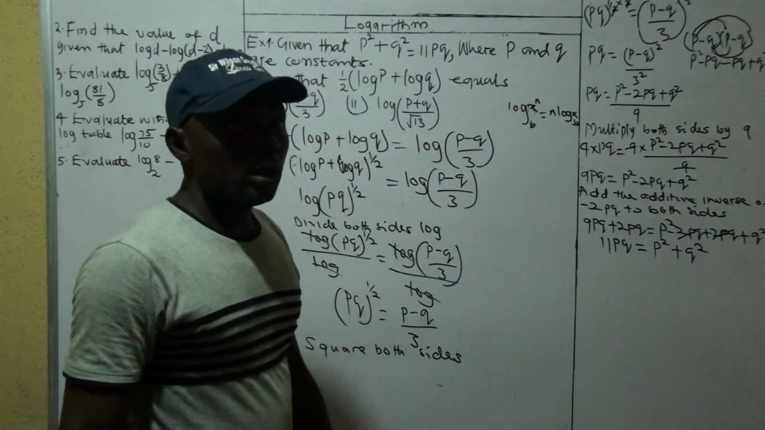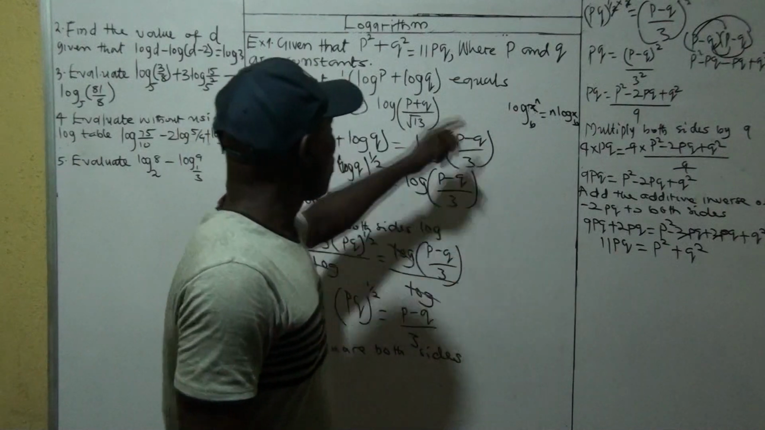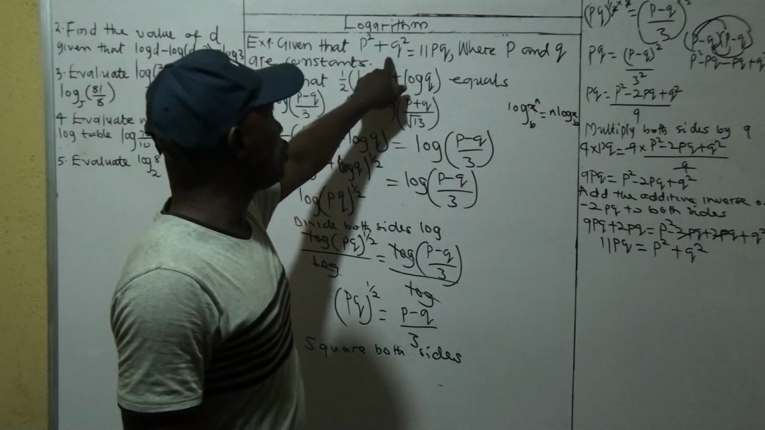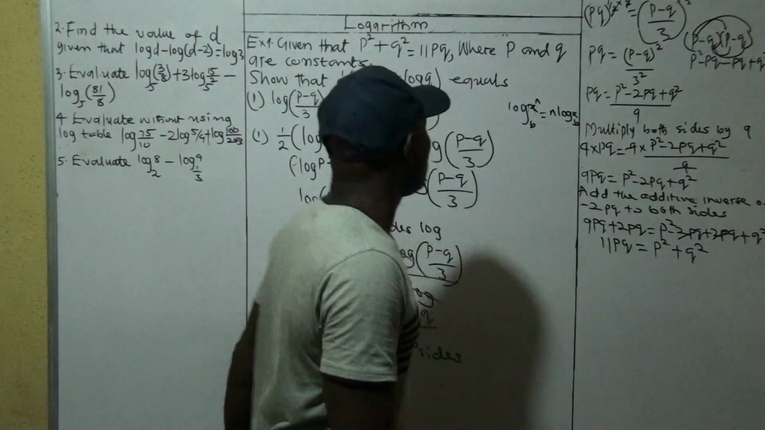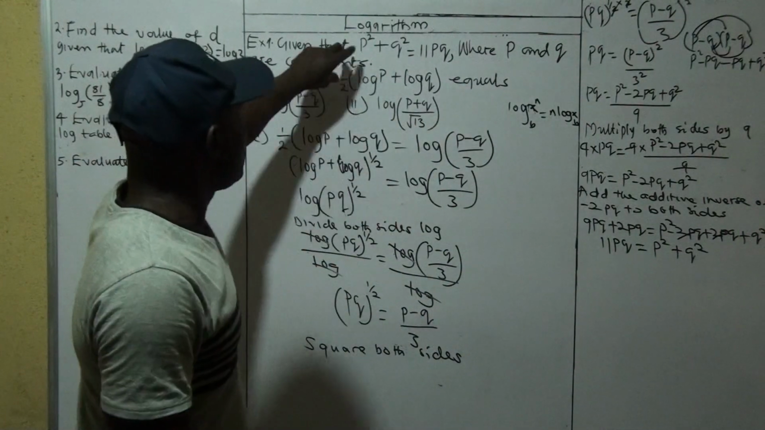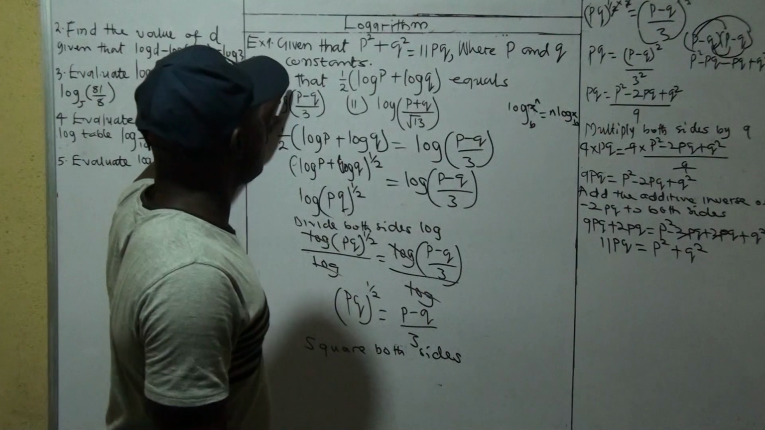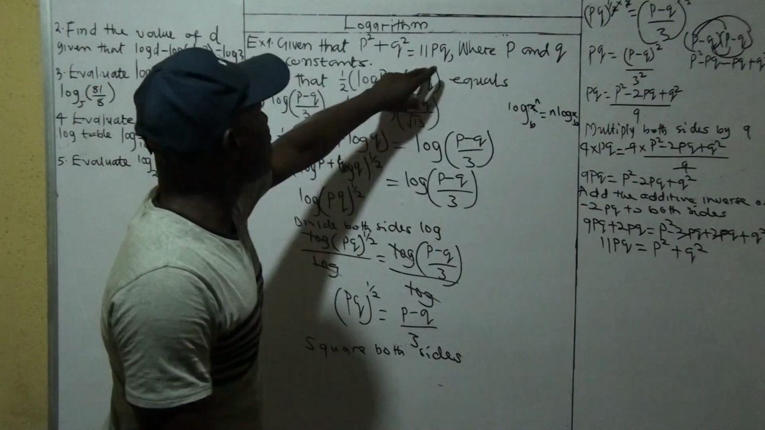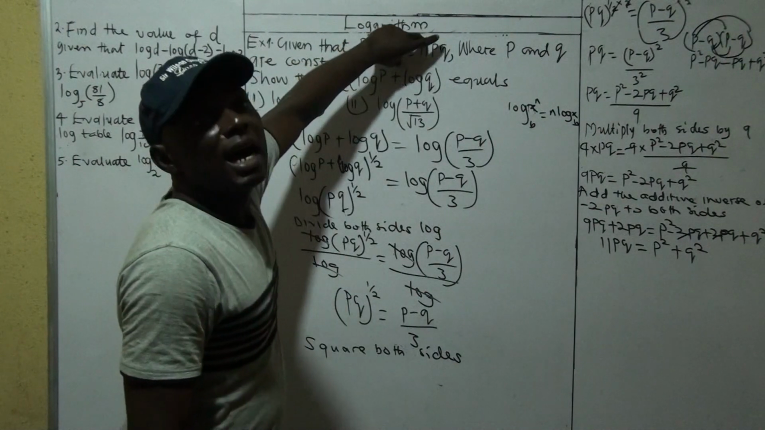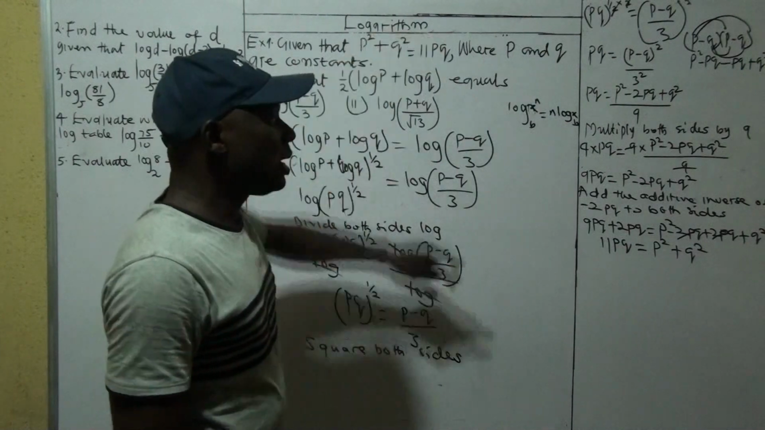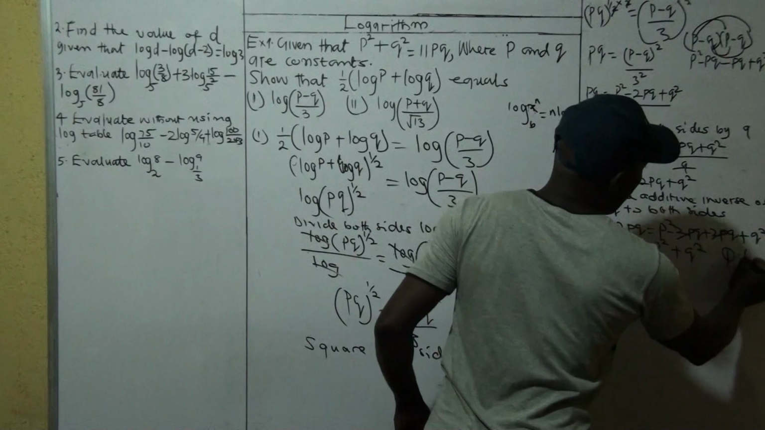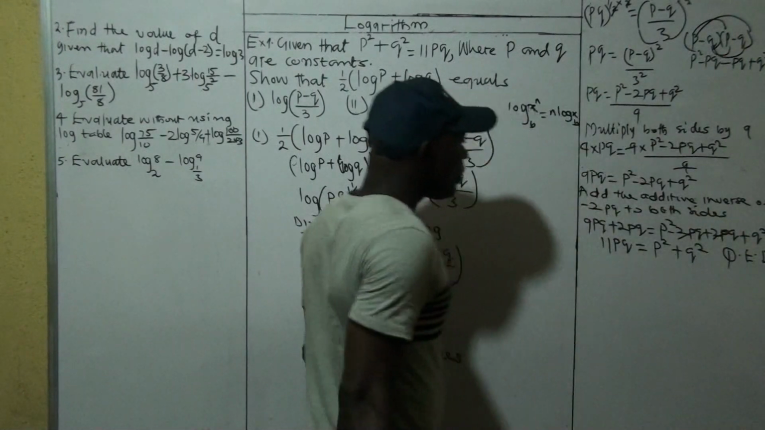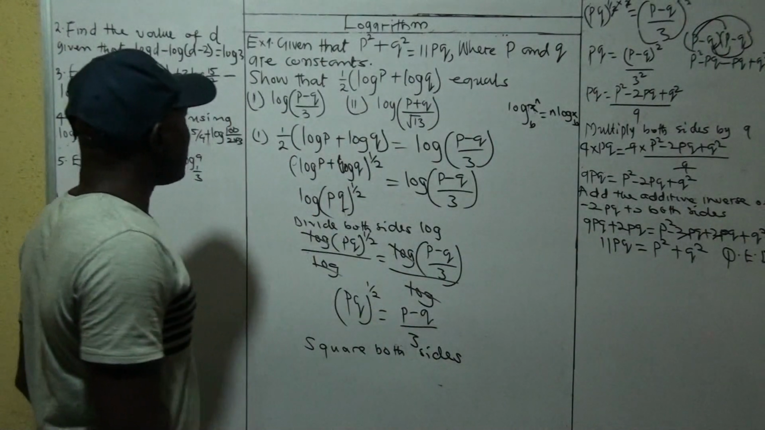So now you can see clearly that we have arrived at p squared plus q squared is equal to 11pq. So that's what they asked us to show. So we should show that if this is equal to this, it has the same result as this. So we have shown it. This is QED. And that is number one.